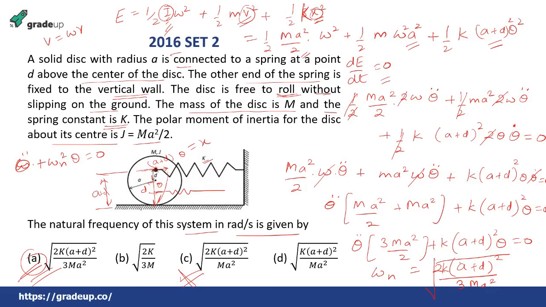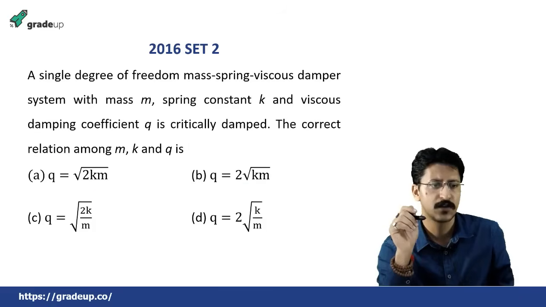If the d becomes 0, the answer will simply become 2k by 3m, because a square will get cancelled from the numerator and denominator. Okay, very simple question. Just follow the steps properly and you will get this question right. Next question, 2016 set 2.